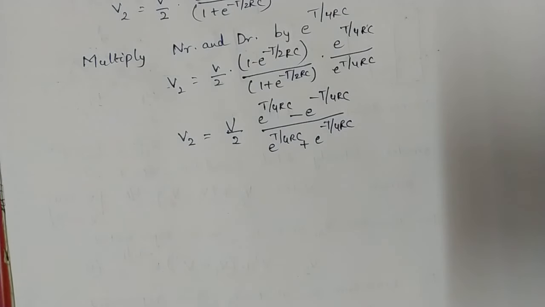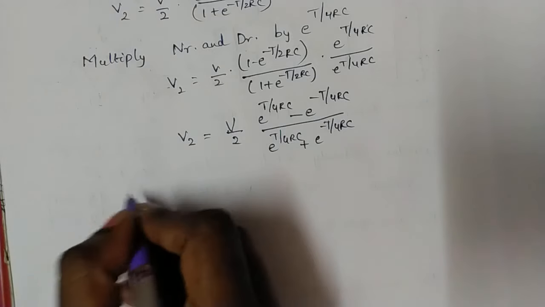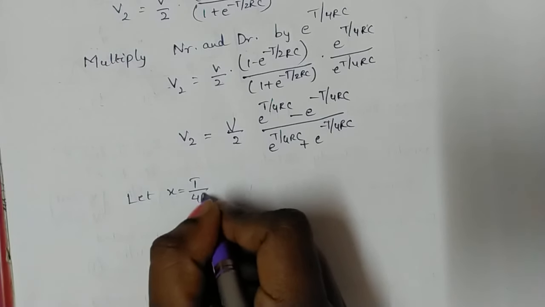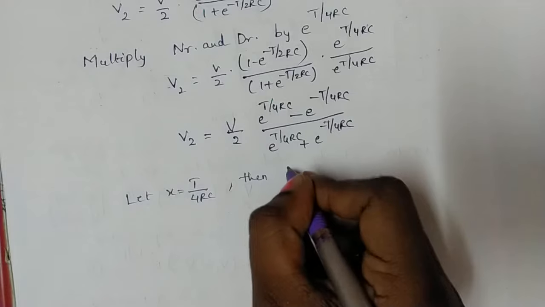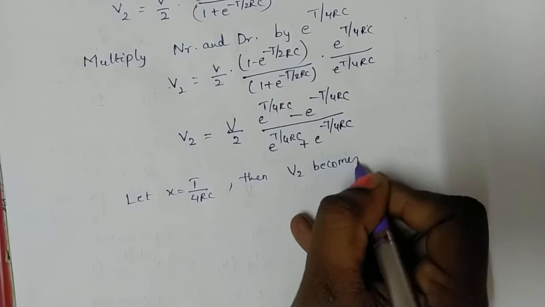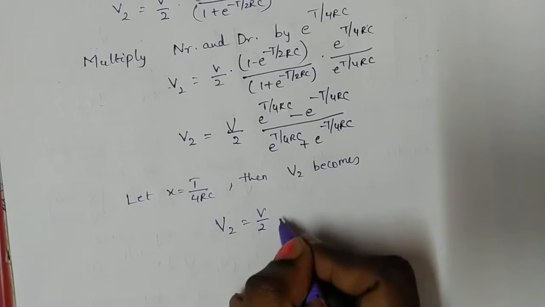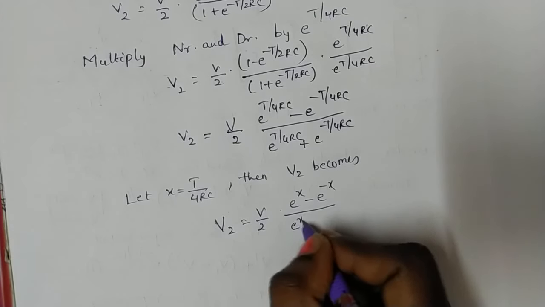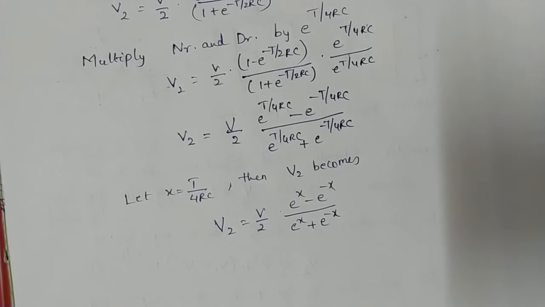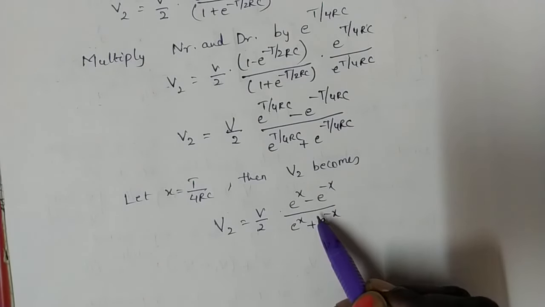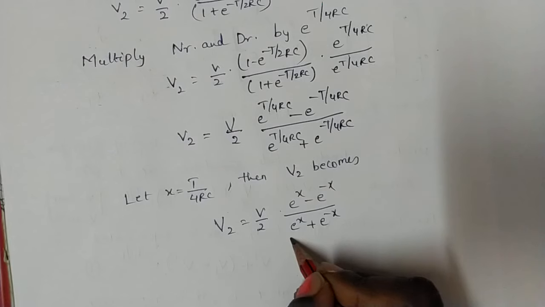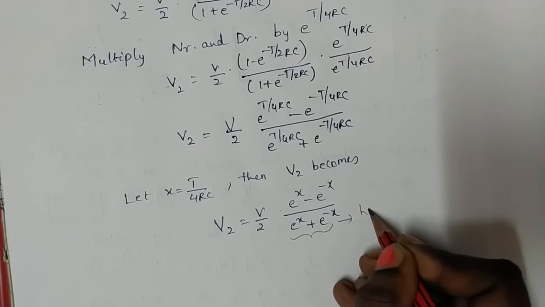Now let x equal to t by 4 RC. Then the expression for v2 becomes v2 equal to v by 2 into e power of x minus e power of minus x by e power of x plus e power of minus x. How is this represented? See this formula. This is in the form of a hyperbolic formula.